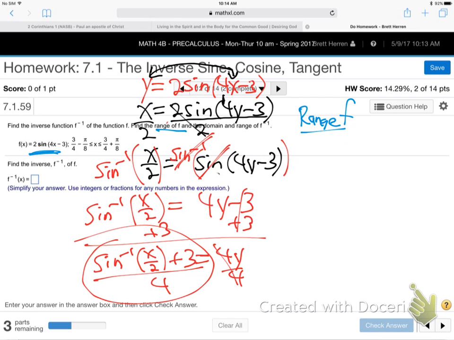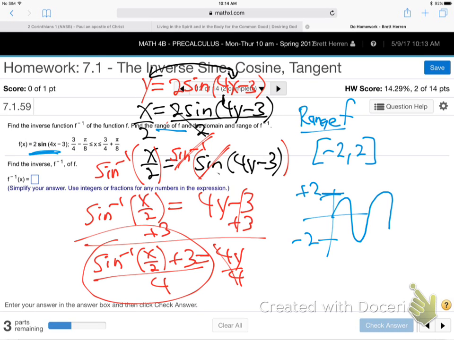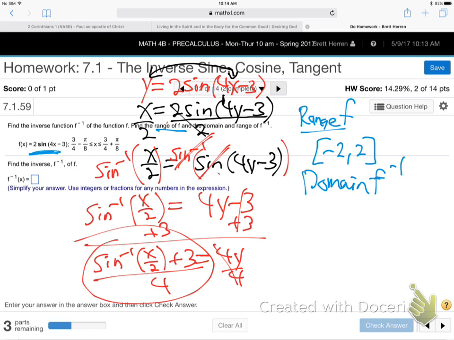So the range of f is -2 to +2 with brackets, right? Because it's right on -2, because the sine graph would go from -2 to +2. So brackets. It hits both those spots. All right. So there's the range of f. That's the same thing as the domain of f inverse. They're both the same thing.